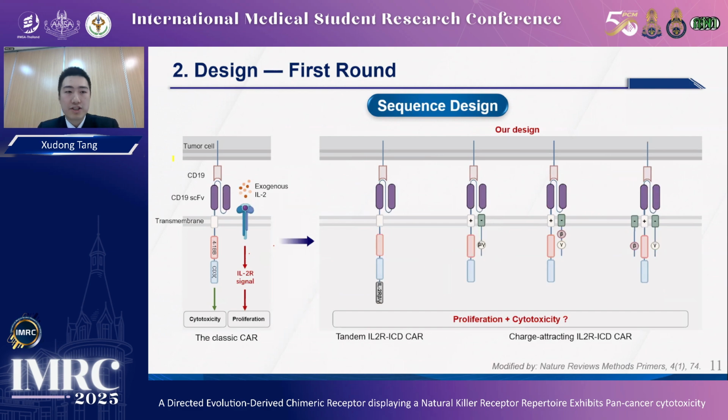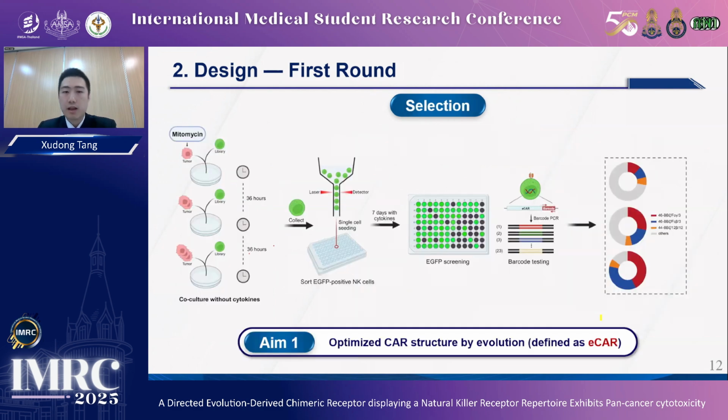Here you can see we engineered classes of CAR configurations targeting CD19. Some are the tandem interleukin-2 receptor ICD CARs, incorporating the intracellular segments of the interleukin-2 receptor beta and gamma chains serially linked to CD3. Some are the charge-attracting interleukin-2 receptor ICD CARs, featuring a positively charged transmembrane region connecting 4-1BB or CD3, or a negatively charged transmembrane region linked to the interleukin-2 receptor ICD. Each CAR is also fused with an EGFP for tracking. Then we did the selection and got 3 dominant sequences.